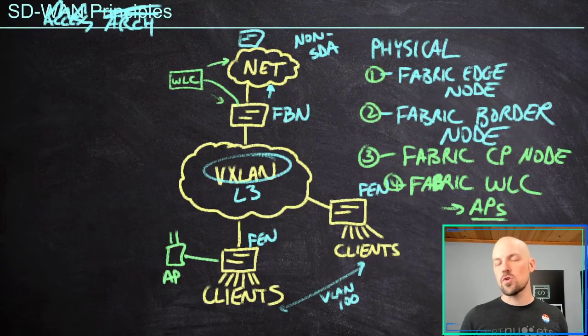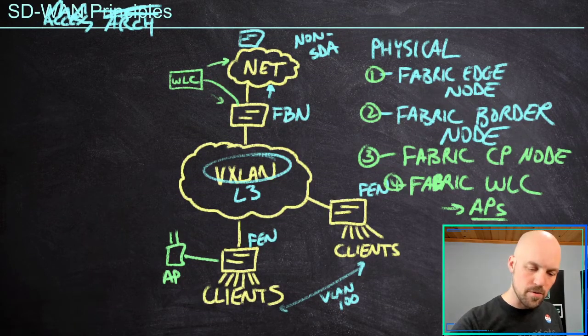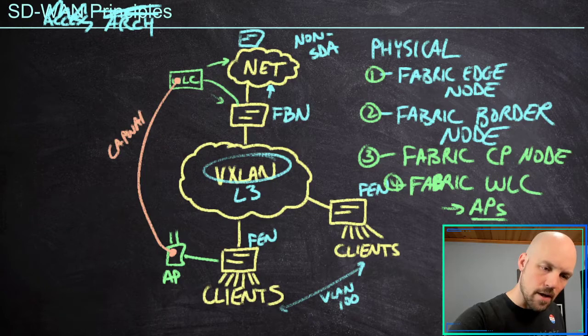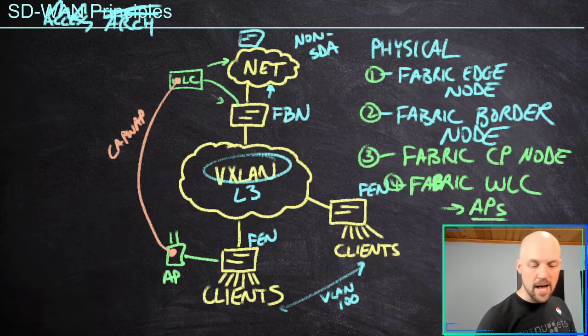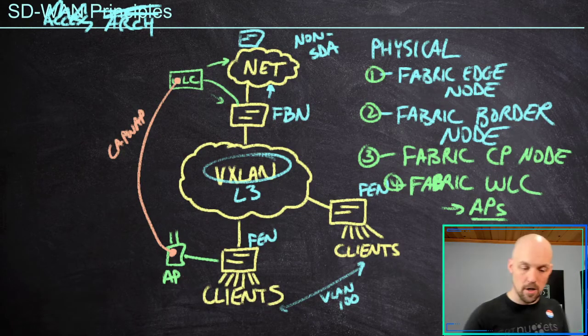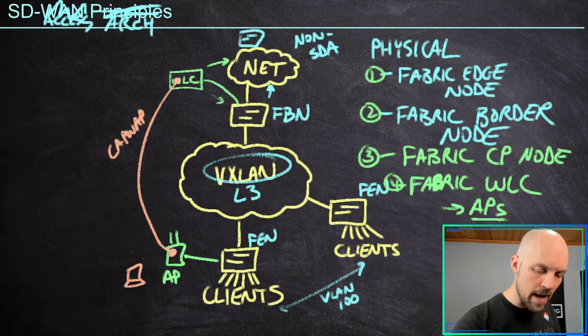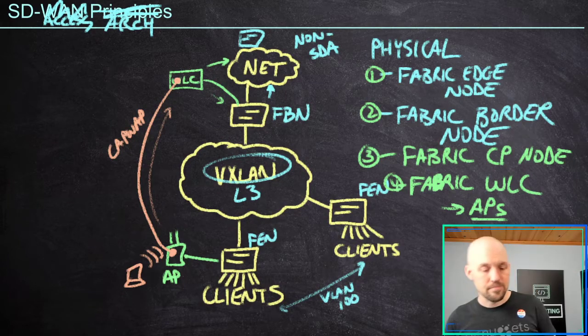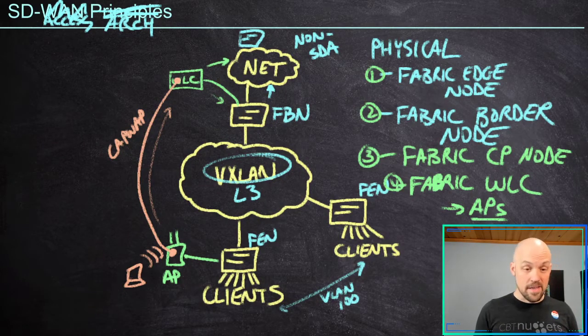What's interesting about the fabric wireless LAN controller is that if we're used to wireless communications, what we're used to is this. The access point is going to form a CAPWAP tunnel, and the CAPWAP tunnel is going to be where not just all of my control plane information goes, but also any clients that are connecting wirelessly are going to get shuttled up through that tunnel. That is not how it works in the SDA world.